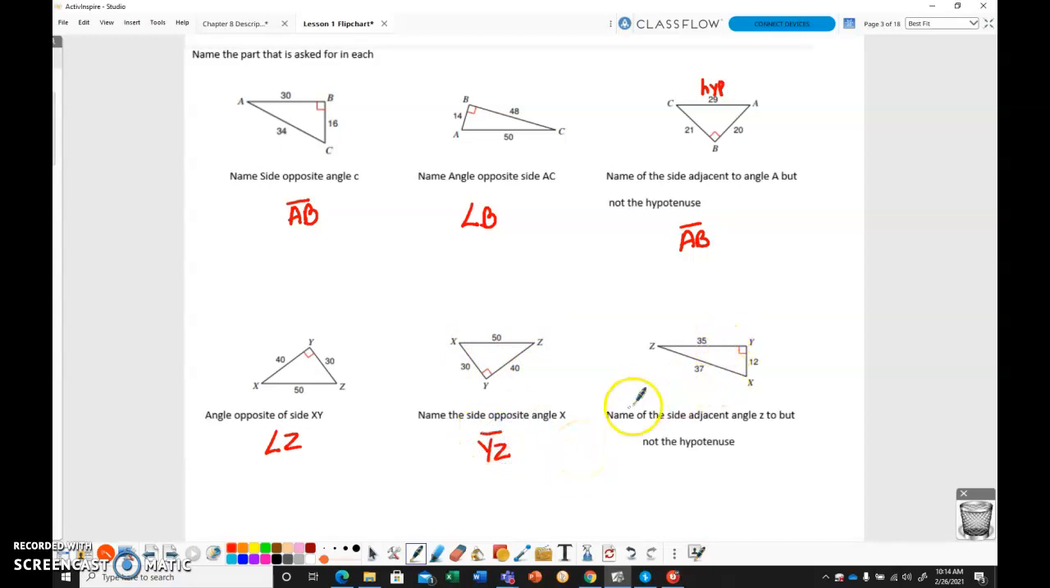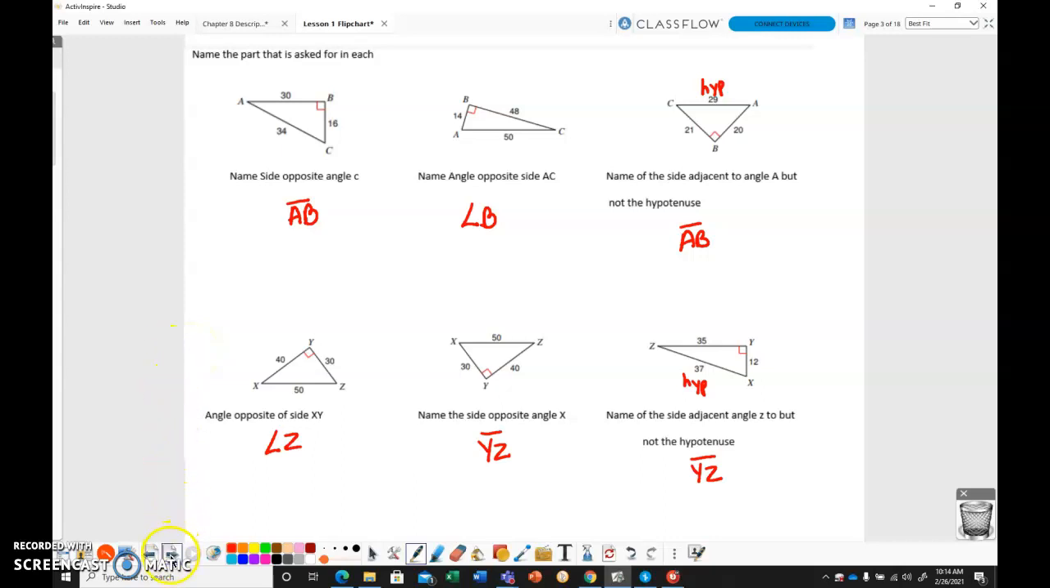And then the last one is to name the side that's adjacent to angle Z. So again, because we're talking about adjacent, we want the piece that's touching, but one of these is the hypotenuse and one of these is a side. So this one here we identify as the hypotenuse. So that means the side that we're looking for is actually YZ for this one, because that's the only thing that's touching it that's not the hypotenuse.